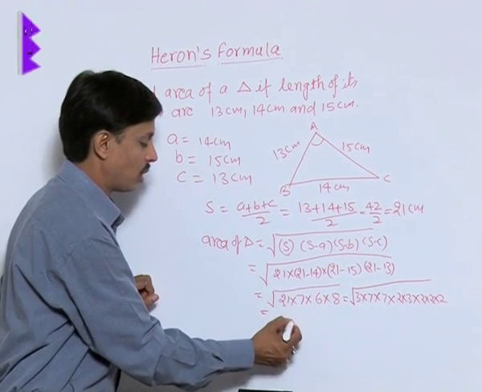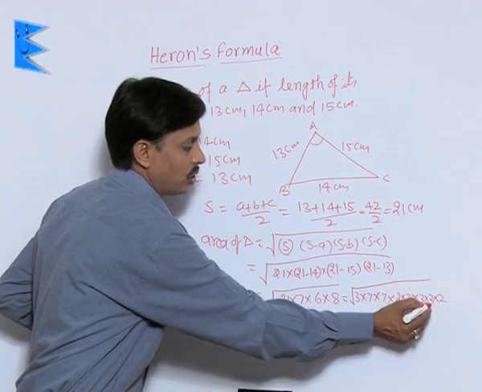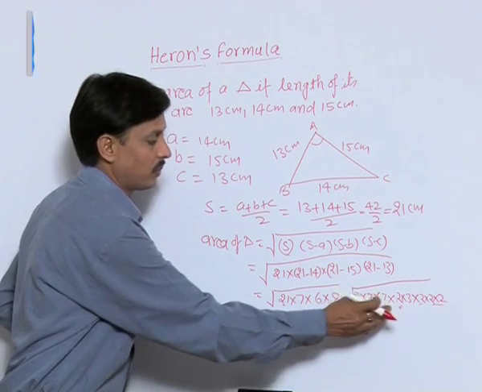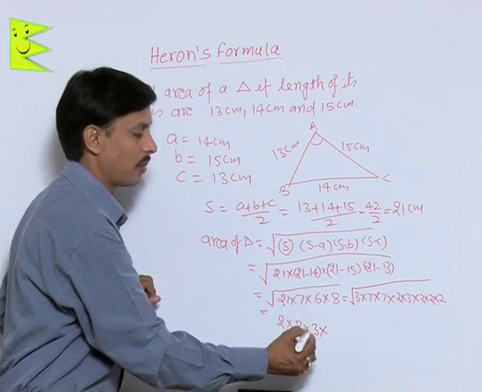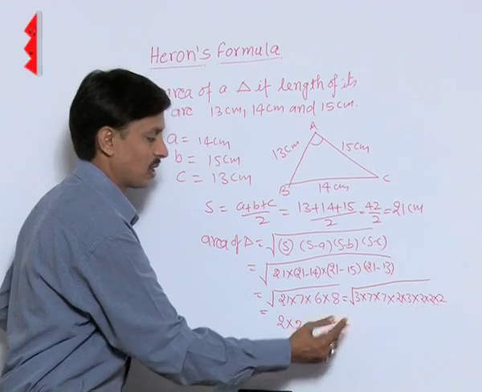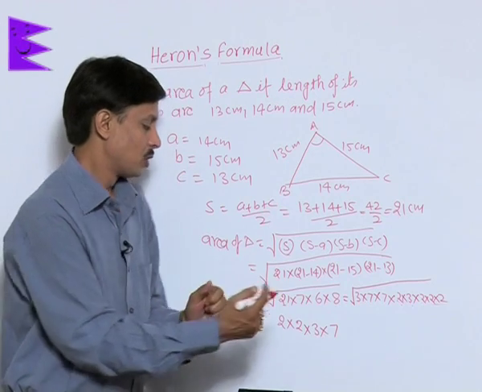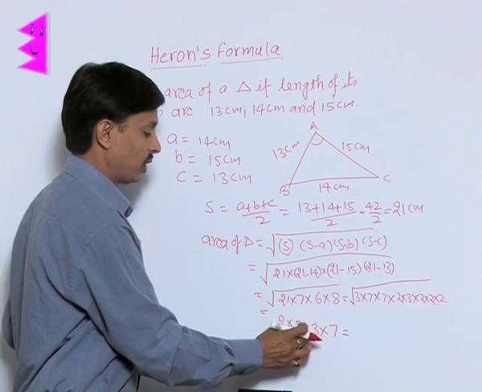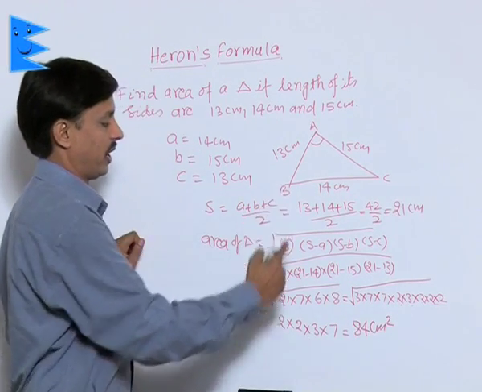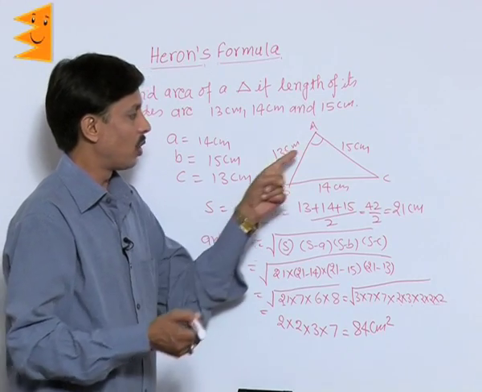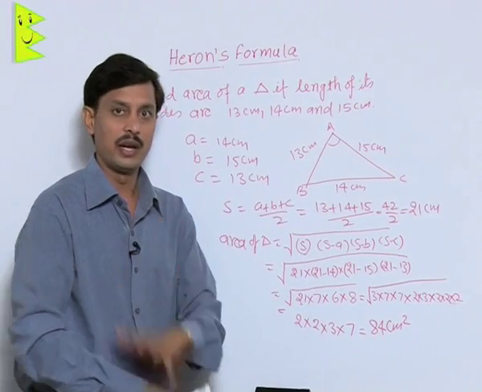So I have taken 2 outside. These two have been used. Now after it, with these two pairs, one more 2 has come out. After it, you can see there are two 3s, so one 3 has come out. Then the 7. Every number in the square root is now in the form of pairs. So this becomes 2 into 2 is 4, 4 into 3 is 12, 12 into 7 is 84 centimeter square. This is the area of the triangle calculated by using Heron's formula directly.